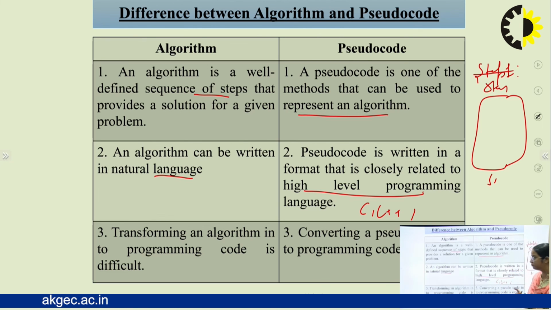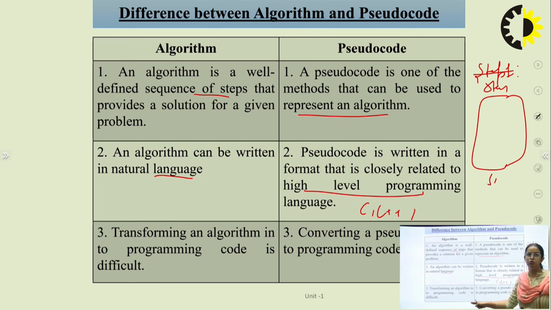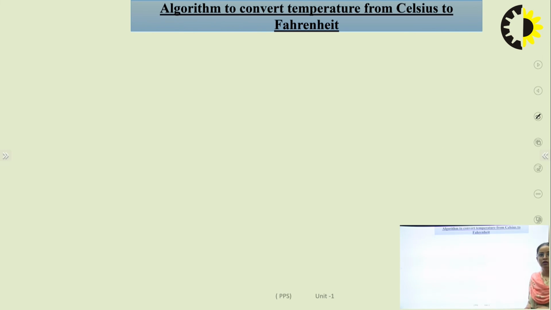The third one is that transforming an algorithm into programming code is difficult. Why is it difficult? Not that much difficult, but compared with pseudocode, it is a little bit difficult. We are comparing here with pseudocode because pseudocode is nearest to the programming language, so it is easy to convert. But an algorithm is not that easy as compared to pseudocode. So this is the difference between the algorithm and the pseudocode.